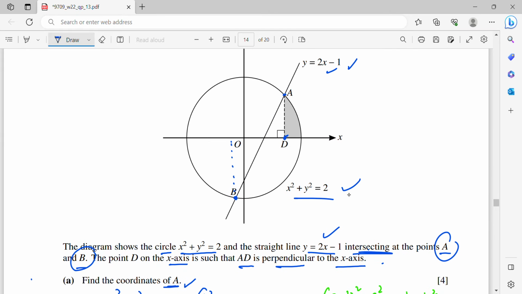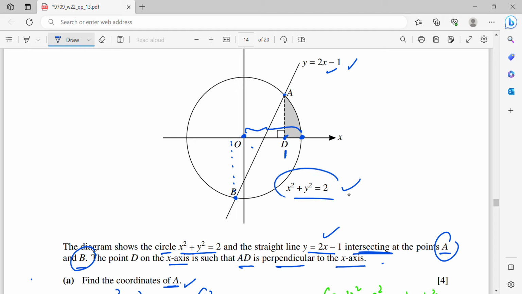So now we know that the x coordinate for A is 1. Okay, and now we need to find out what this point is. So this point, remember, this is a circle, here is the center, so we can find the radius. As long as you know the radius, then you can find this point.